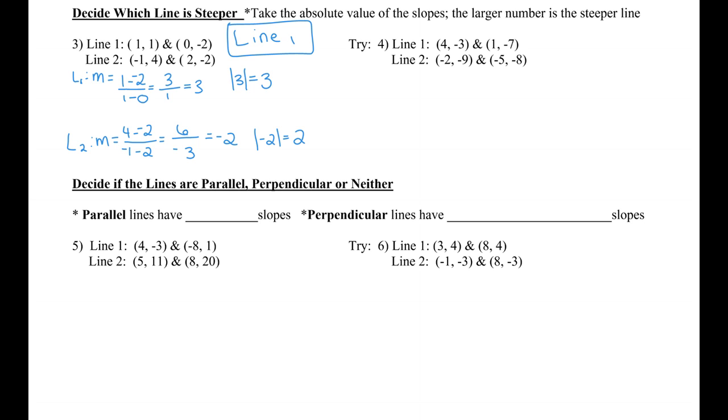Please try this for yourself with example number 4. After you have finished, we're going to look at deciding whether or not lines are parallel, perpendicular, or neither. Parallel lines have equal slopes, while perpendicular lines have opposite reciprocal slopes.